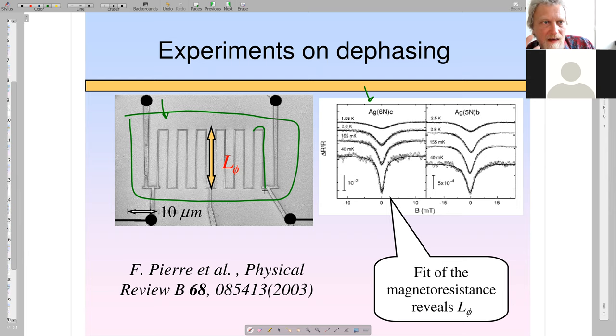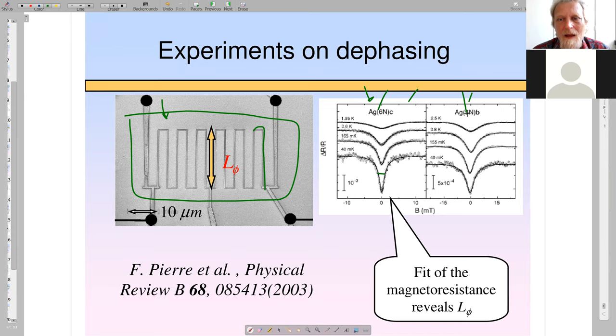Fine. How do they measure it? What they do, they measure the resistance of the wire as a function of magnetic field. What they see is a peak, a dip in resistance, which is due to weak localization. The width of this peak in magnetic field determines, as we discussed, this L_phi, and if you know the diffusion coefficient, you can extract the dephasing time. There is a difference between the plots, it says 5 and 6, and I will tell you later what this 5 and 6 is.